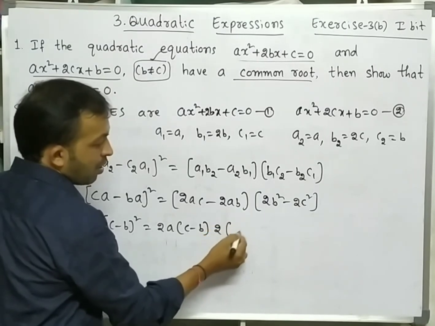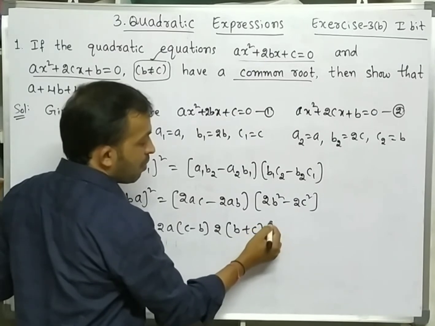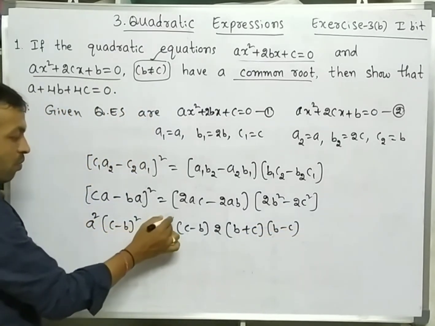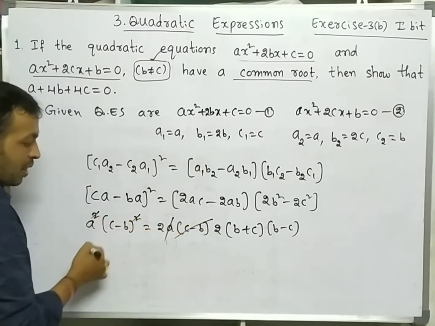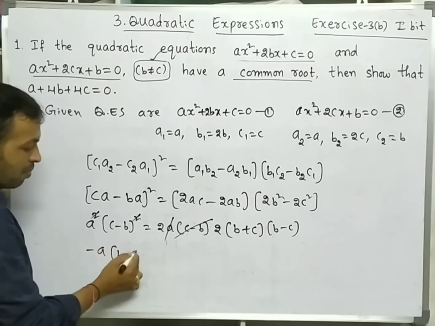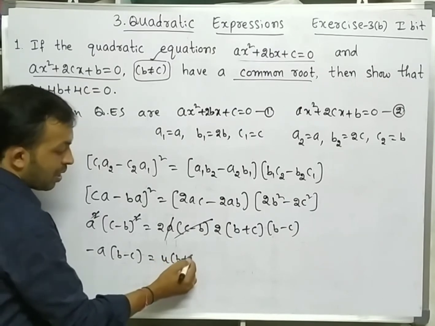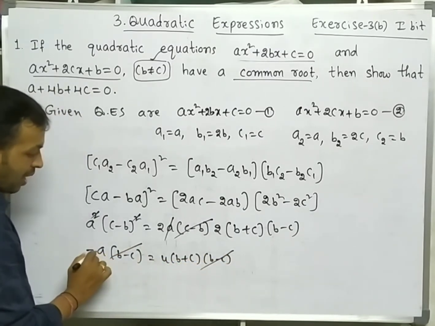In this 2a is common, then c minus b is remaining, and in this one 2 is common. What is remaining? b square minus c square, that can be represented as (b plus c) into (b minus c). So now one a gets cancelled and one c minus b gets cancelled. Here I am taking minus common. What is remaining? b minus c. Here 2 into 2 is 4, into (b plus c) into (b minus c). Again b minus c cancels.